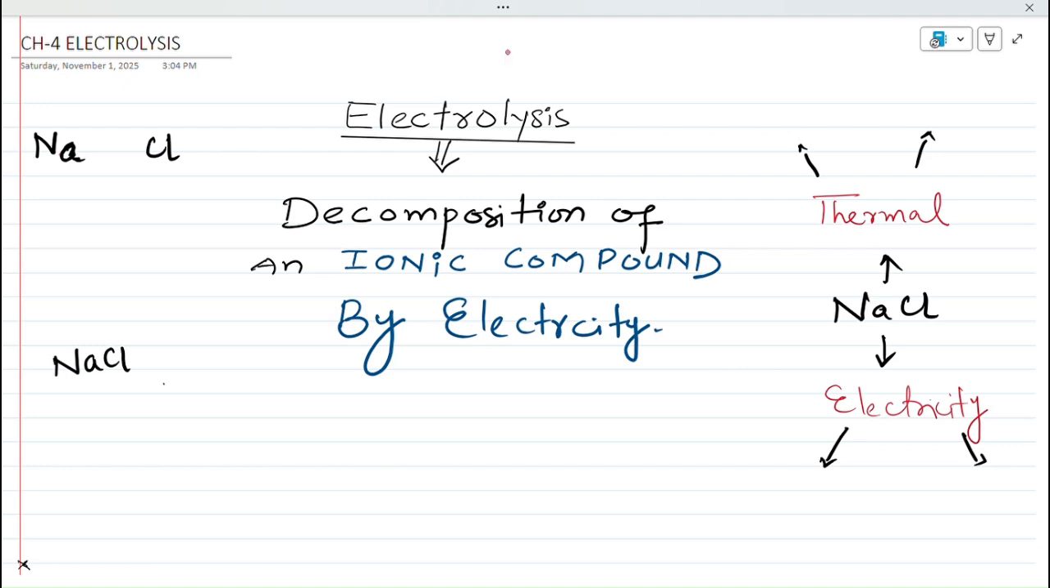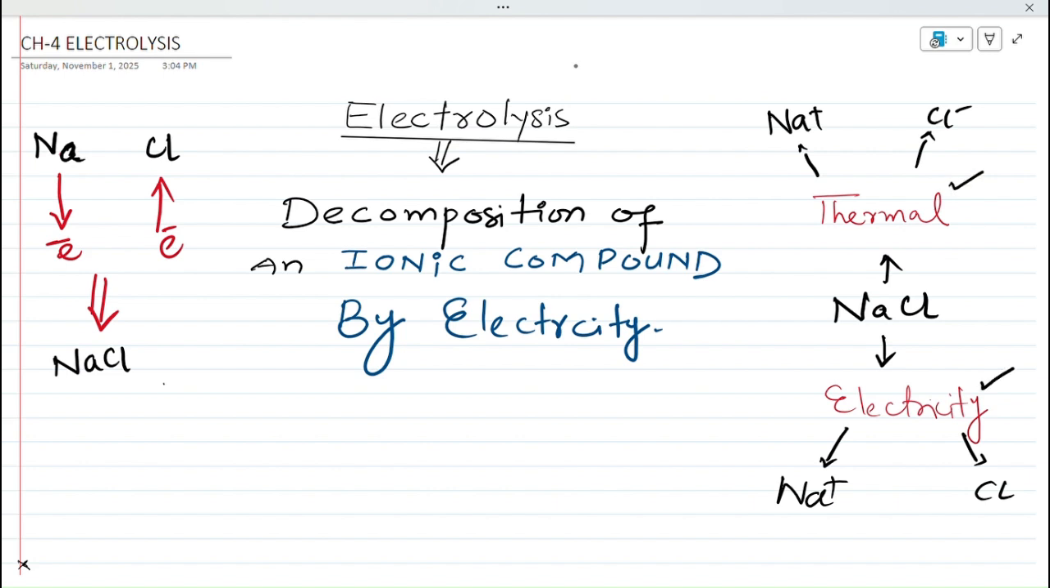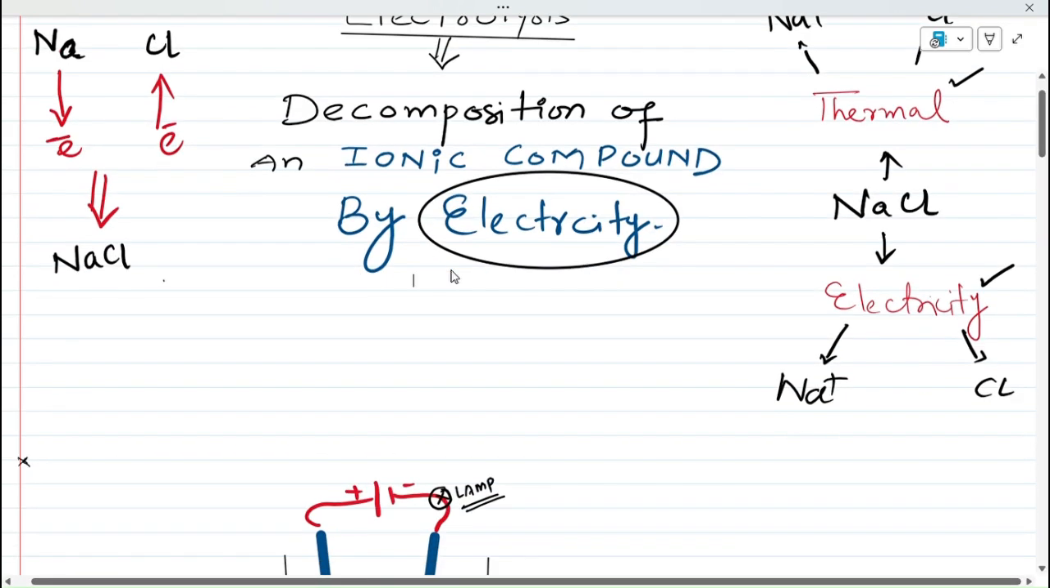When a metallic atom loses electrons and a non-metallic atom gains electrons, they form an ionic compound. That same ionic compound can be decomposed into the positive and negative ions it is made up of, either by thermal decomposition or by electricity. Electrolysis is all about the decomposition of an ionic compound by electricity. Let's discuss how this works.